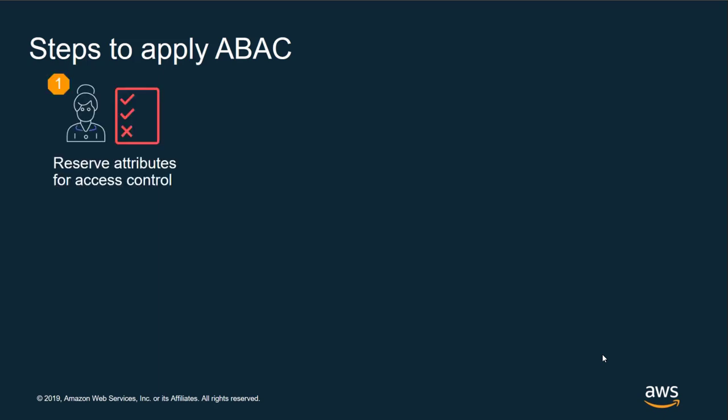So the first step is that you want to reserve certain attributes for access control. This is very critical because, as you're using attributes for access control, they become security primitives, and you want to keep those attributes separate from your cost allocation or discovery use cases, and hence you want to reserve a certain subset of attributes. Classic examples of attributes are job function, cost center, project, and user ID, which are the ones that I've heard from customers who want to use these for ABAC.